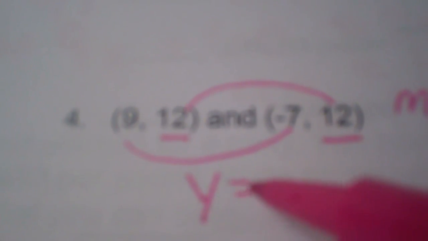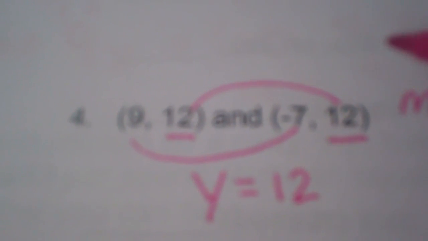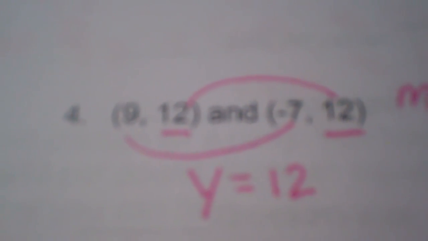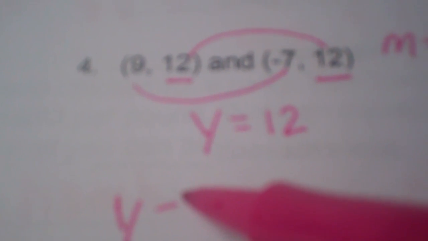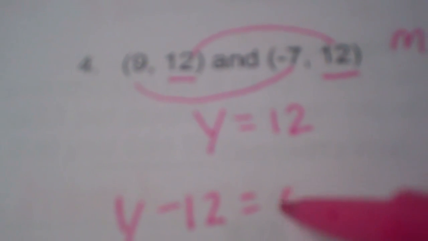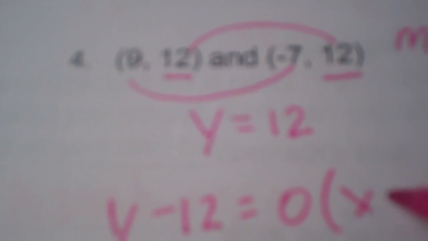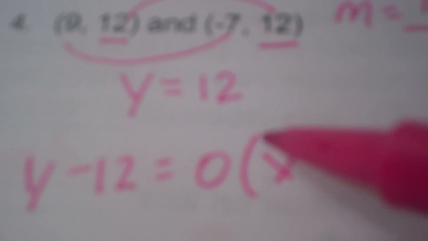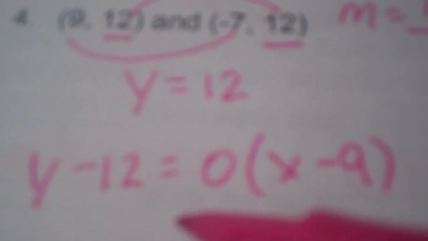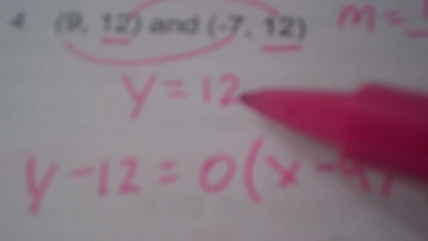If I had noticed this from the beginning, y is always equal to 12. So that is y is equal to 12. If I had not noticed and kept going, I like to pick the point that's always positive, so I would have picked that point. I would have had y minus 12 equals 0 times x minus 9. And notice the 0 will cancel everything out on this side, moving the 12 over. I'll have y equals 12.